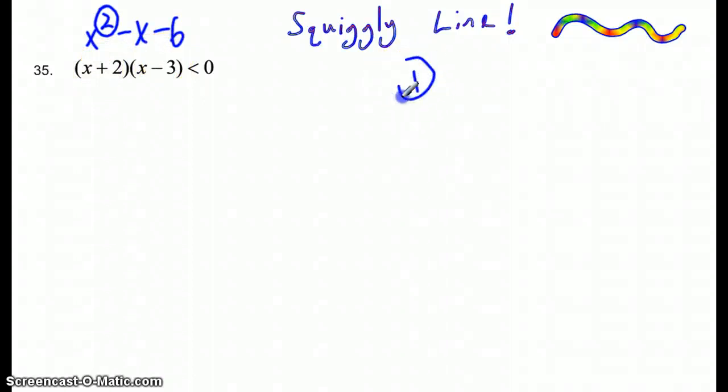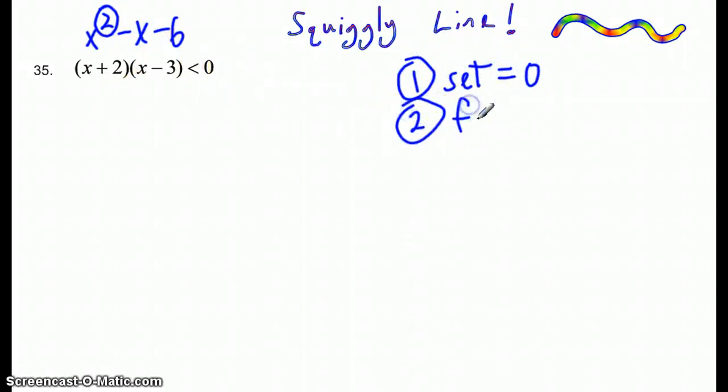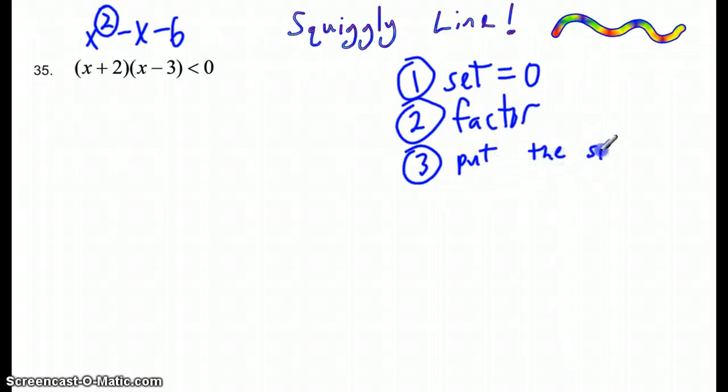First step, set equal to 0. Well, that's already been done for us here. It's already set equal to 0. Second step, factor. That's already been done for us. So this problem's kind of ready, set, and waiting. So we need to really do the third step, which is to put the solutions on the number line. Solutions on a number line.